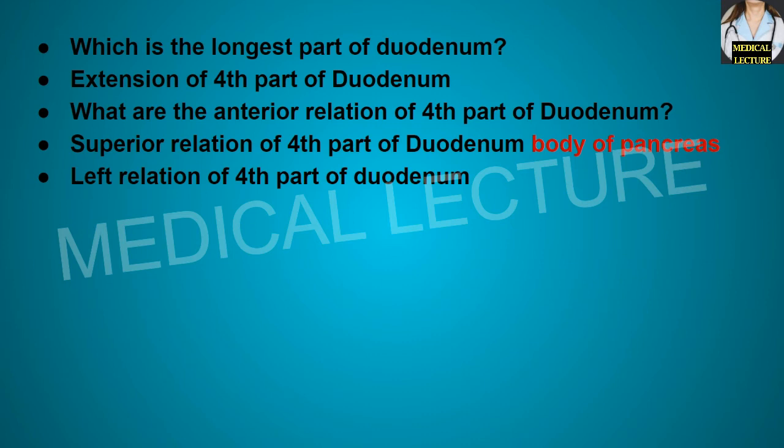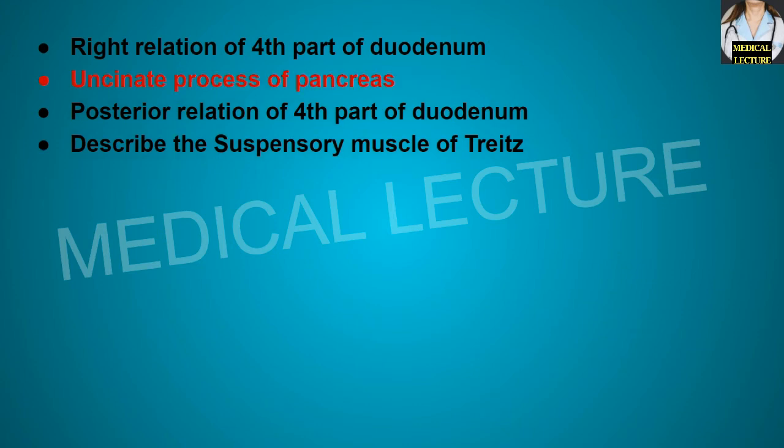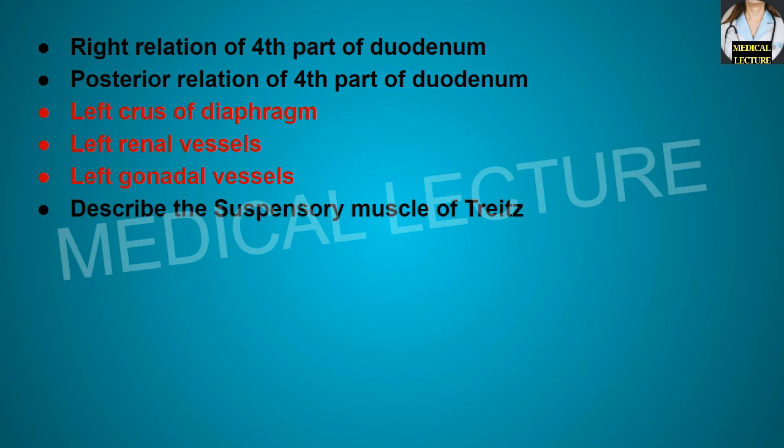What are the left relations of the fourth part of the duodenum? So these are left kidney and the left ureter. What are the right relations of the fourth part of duodenum? So uncinate process of the pancreas is the right relation of the fourth part of duodenum. What are the posterior relations of the fourth part of duodenum? So left crus of diaphragm, left renal vessels and the left gonadal vessels are the posterior relations of the fourth part of duodenum.